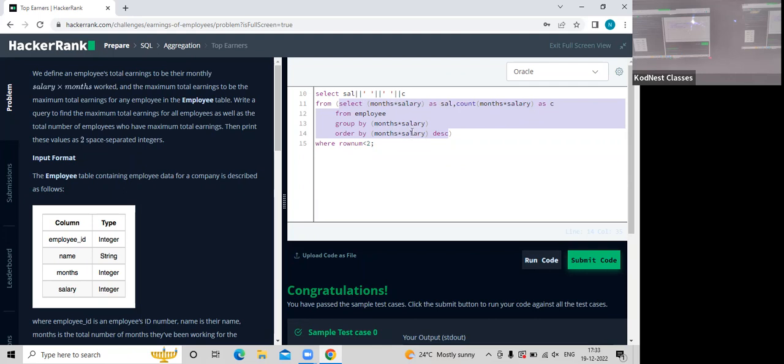That is why I have grouped it. And based on that, I will perform sorting because I want the highest followed by lowest. Why? Because which is the highest, that only I should limit, since that will be acting as a table to the outer query. From this, I want to select the salary, whatever that is, and what is the count?